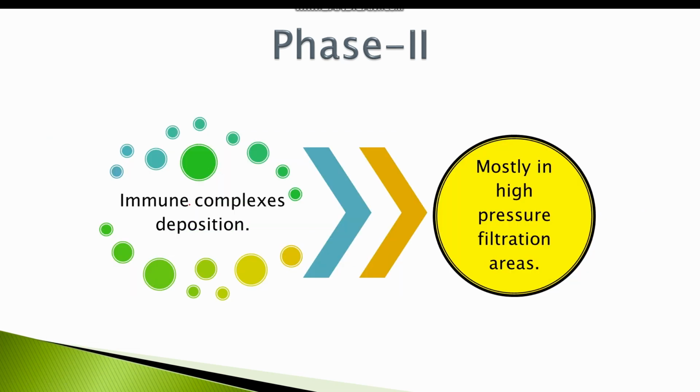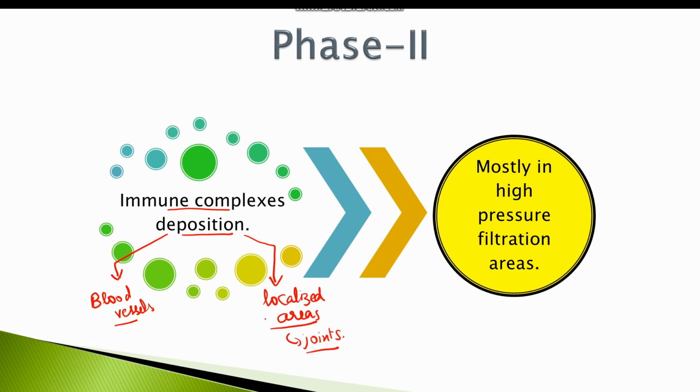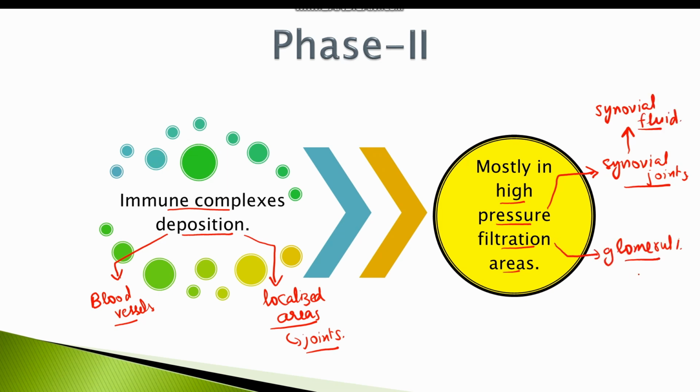In the second phase, the immune complexes are deposited in either blood vessels or localized areas outside the blood vessels, such as synovial joints. In most cases, the immune complexes deposit in the high pressure filtration areas, such as synovial joints, where high pressure blood filtration results in production of synovial fluid. Another such site is glomeruli in the kidney, where high pressure of the blood filtration results in production of urine.